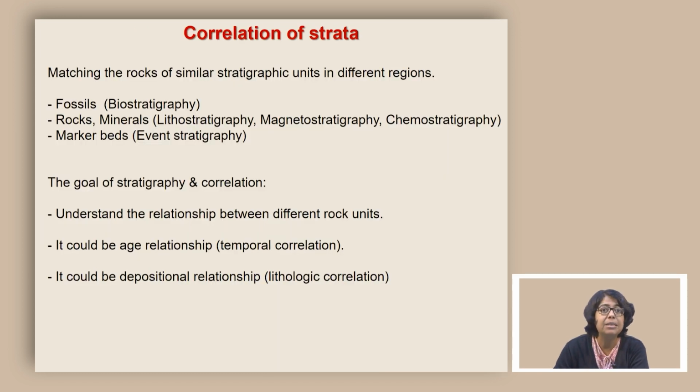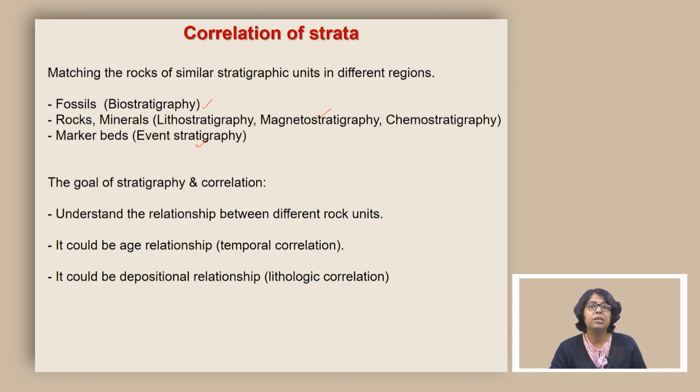Correlation of strata basically means matching of the rocks of similar stratigraphic units in different regions. Now, it can be done through fossils, it can be done through rocks or minerals, it can also be done through very specific marker beds. So, we are going to talk about some examples of biostratigraphy, magnetostratigraphy and event stratigraphy. But there are different ways one can try to correlate between two strata which are not continuous.